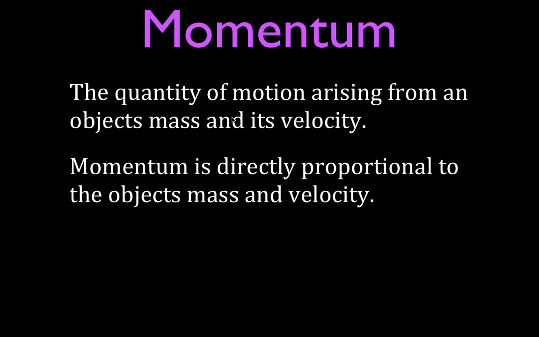Maybe the word momentum sounds a little complicated, but it's pretty simple in how we calculate it. Momentum is directly proportional to the object's mass and its velocity. So the equation we use is just p, which is the symbol for momentum, equals m times v, the mass times the velocity. You can see it's a quantity directly related to its mass and its velocity.